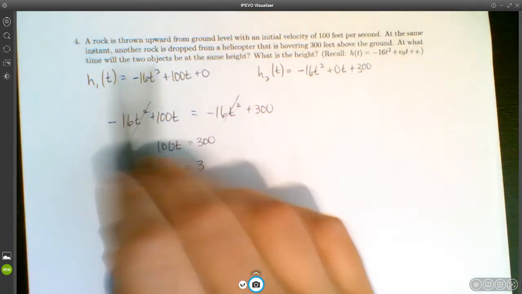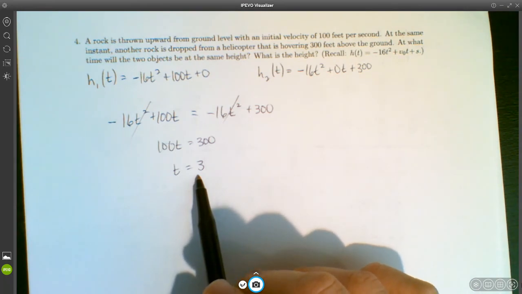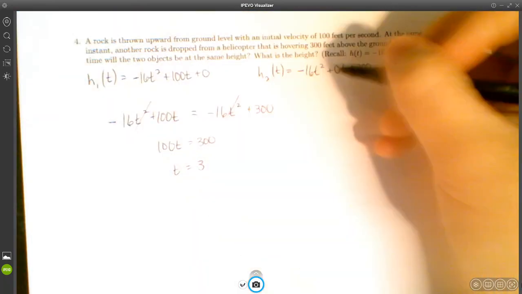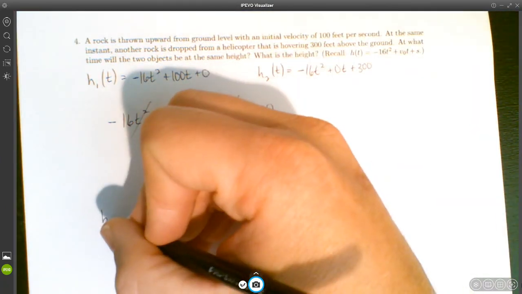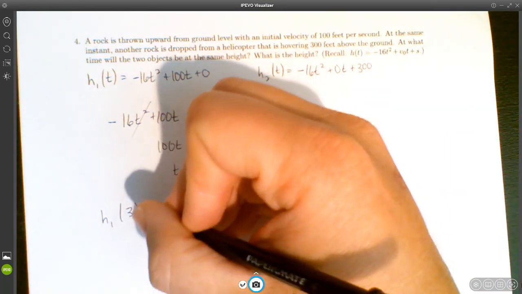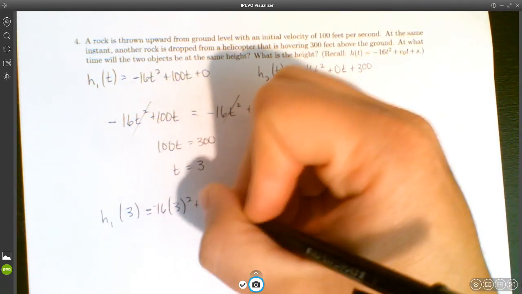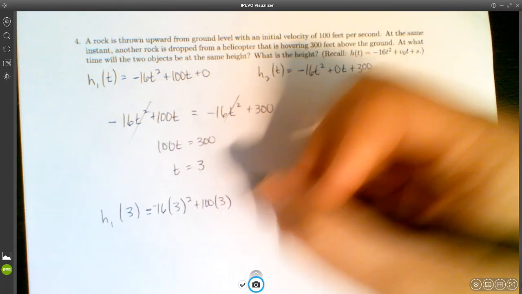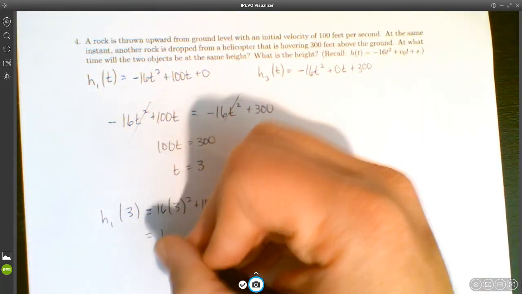So at what time will the two objects be at the same height? They'll be at the same height after 3 seconds. What is the height? Well, you take 3 and plug it into one of these equations. Doesn't matter which one. So I'm going to say h1 of 3 is negative 16 times t squared plus 100 times t. This would be negative 16 times 9 plus 300, 156.